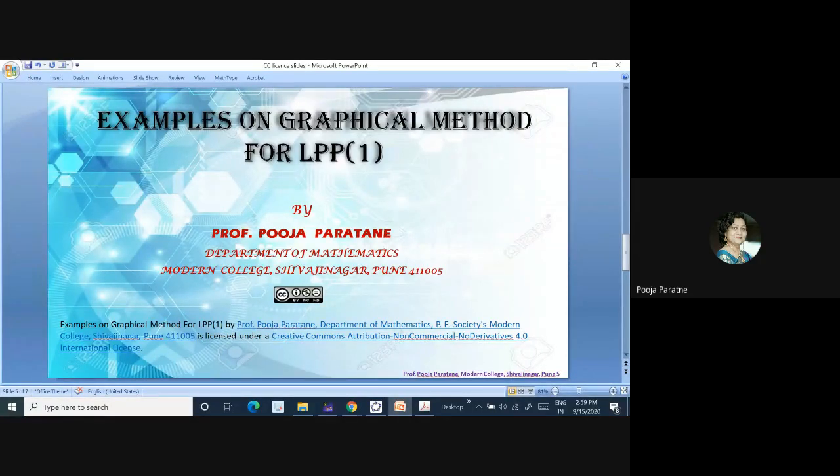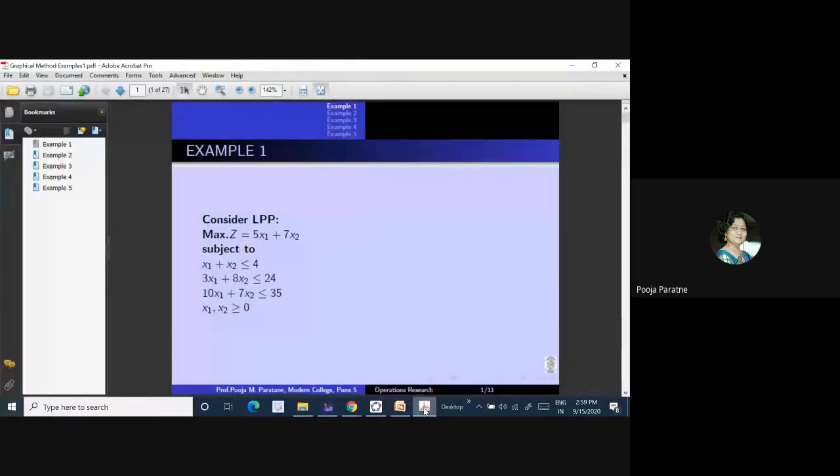Actually, points of intersection means the vertices of that common feasible region, because in the graphical method, the optimal solution of a linear programming problem lies at the corner points of the common feasible region. So let us see the examples.